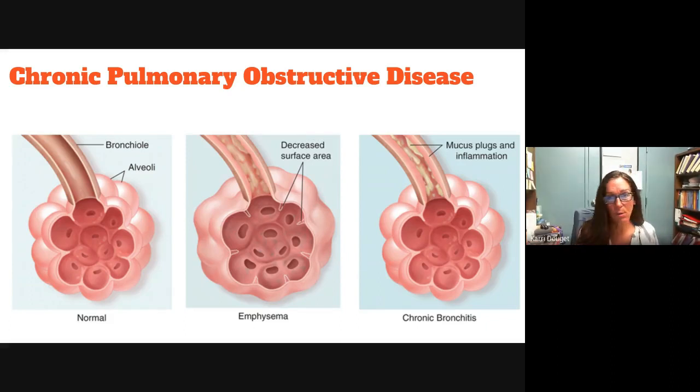So COPD is an umbrella term. If you look at this picture, the normal alveoli, people refer to them as little bundles of grapes, but your alveoli are here and your capillary beds fit perfectly around them, because this is where gas exchange happens. Gas exchange has to be between the alveoli and the capillary. It's one cell thick, so it's got to be a really, really small space for oxygen and carbon dioxide to pass back and forth.